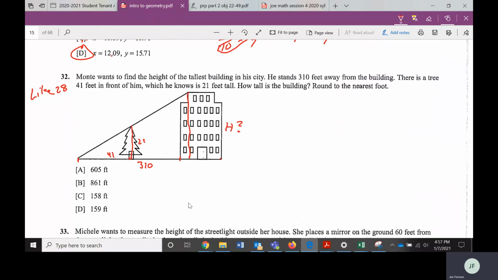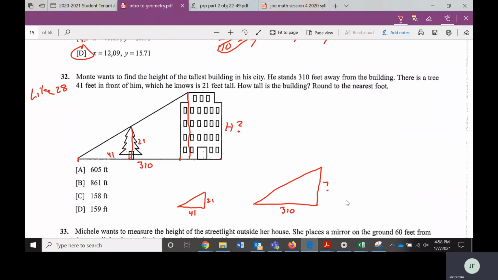So if we separated these triangles, we'd have a small one. We have 41 feet there. We have 21 feet there. The big one, okay, 310 feet here. We don't know this. So now we kind of look back at number 28 and look at how you solve that.